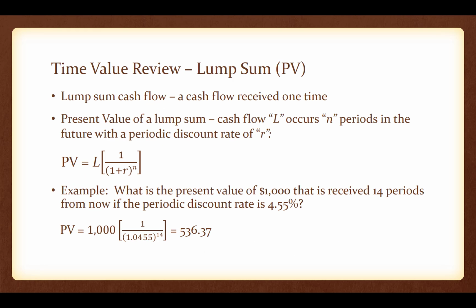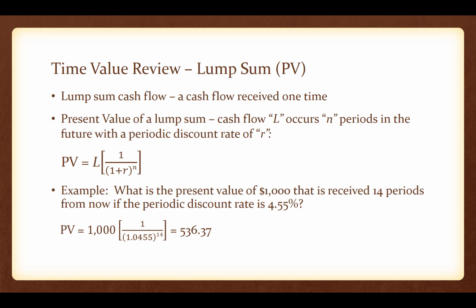So before we get into some bond pricing examples, let's do a bit of time value review. First thing, we'll look at some lump sums, and in particular finding the present value of a lump sum. As a reminder, a lump sum cash flow is simply a cash flow that's received at one point in time. To find the present value of a lump sum, we're going to look at this formula here, where the present value is equal to L, which is the cash flow, and that's going to occur n periods in the future with a periodic discount rate of r. So L times 1 over (1 plus r) to the nth power.